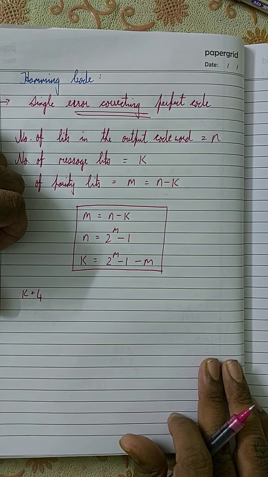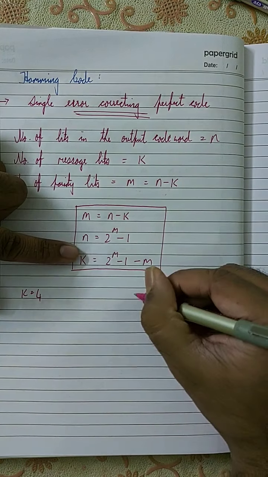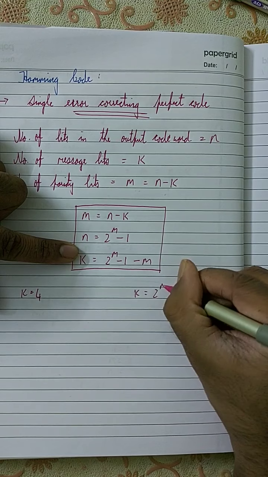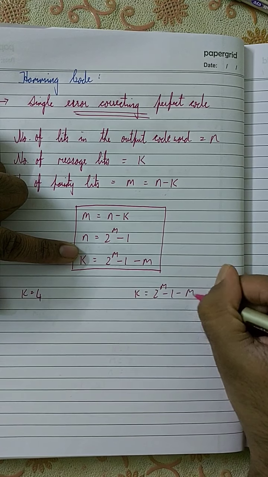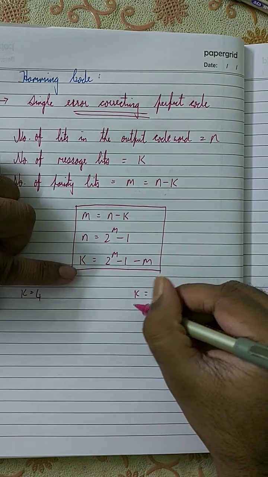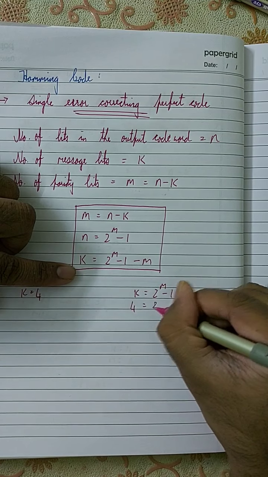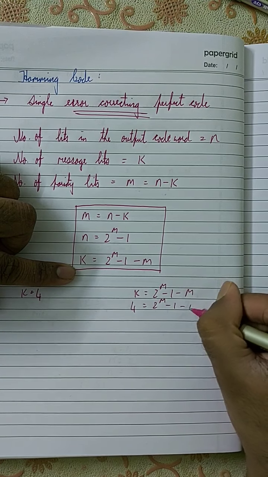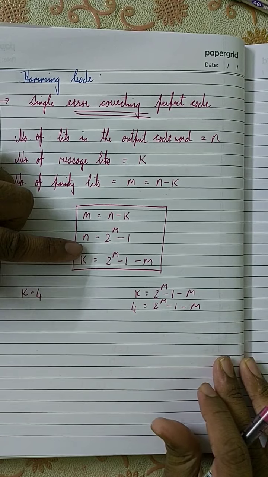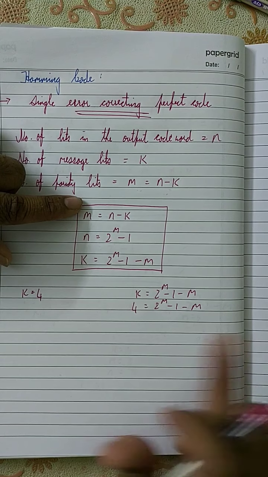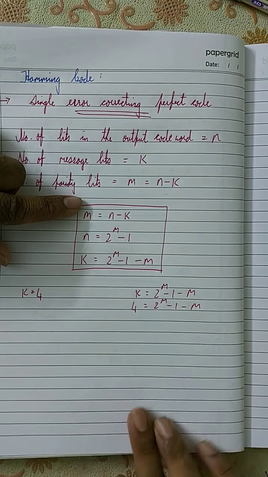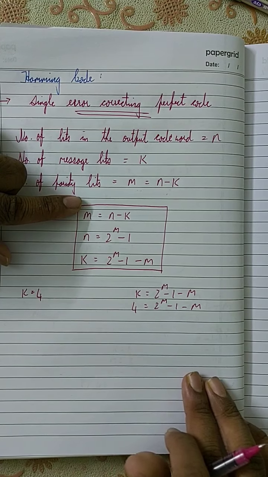So in that case, what I'm going to do is, I already know that K is equal to 2 raised to M minus 1 minus M. So K is equal to 4. So 4 is equal to 2 raised to M minus 1 minus M. Which means you need to find the value of M so that you'll get the answer 4 over here. So what should be the value of M?